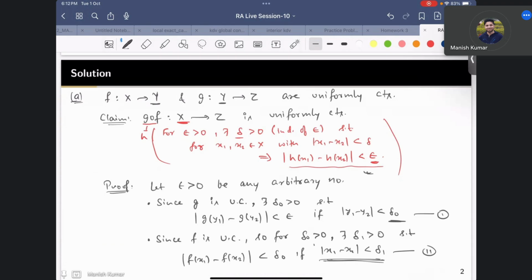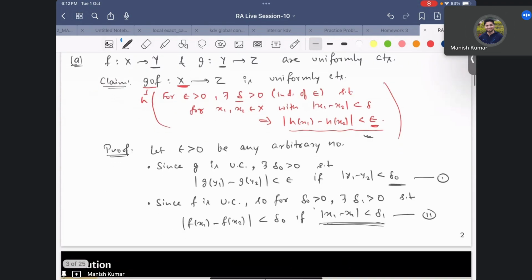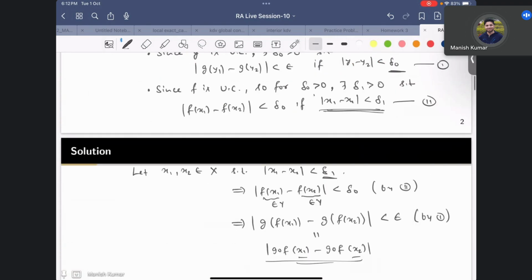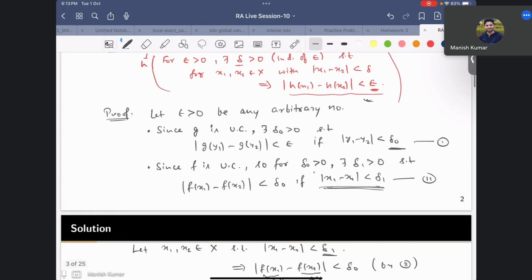Is it? Sir, yeah. Do you have to choose the same epsilon for the functions f and g? No, I have chosen different. So see, initially I chose epsilon to be arbitrary because I wanted to prove this is uniformly continuous, right? So for that I need that for any epsilon this thing should hold, that this should be less than epsilon, right? So I chose any epsilon arbitrary. Now this has been chosen. This is arbitrary but it has been chosen.